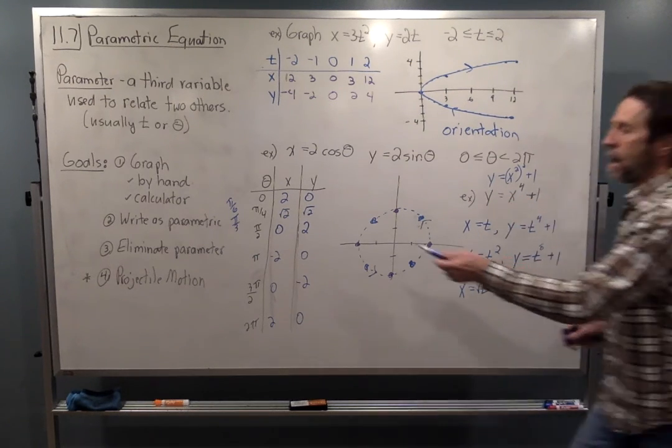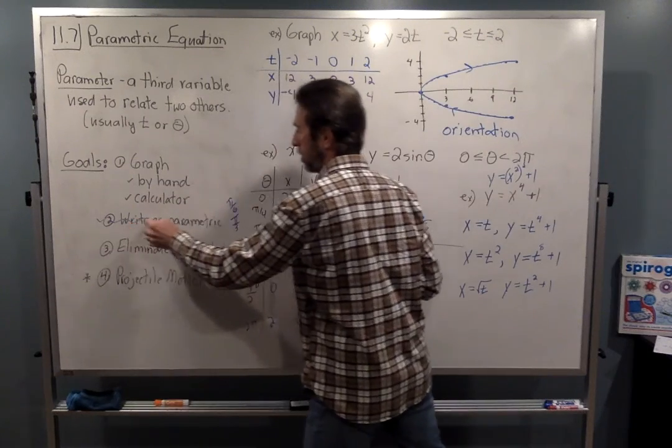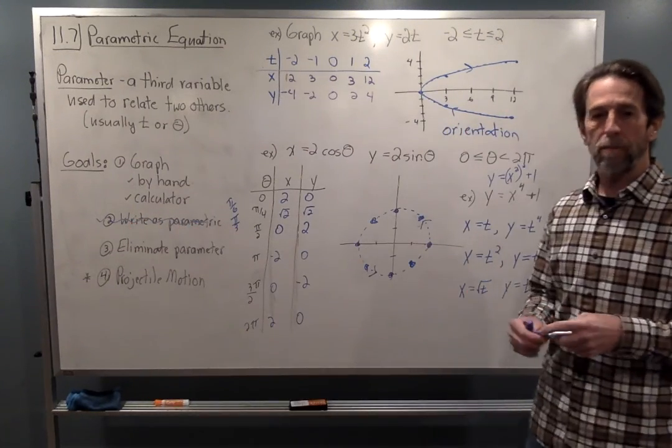We don't spend a lot of time on this one, writing parametrics, right? Because you can always just let x be t and go from there.